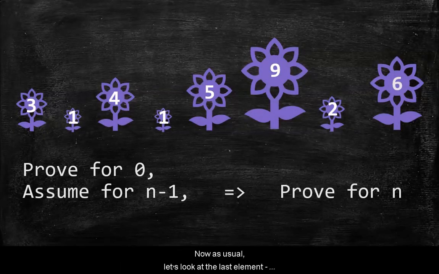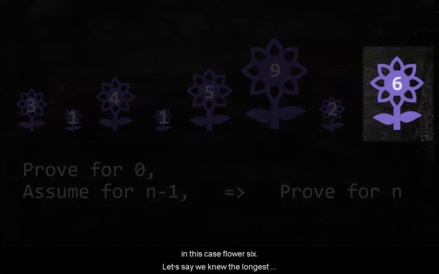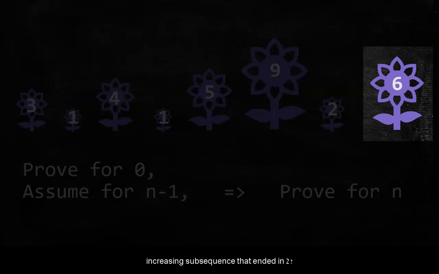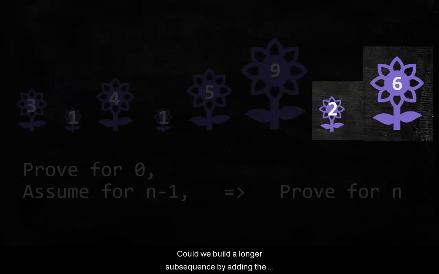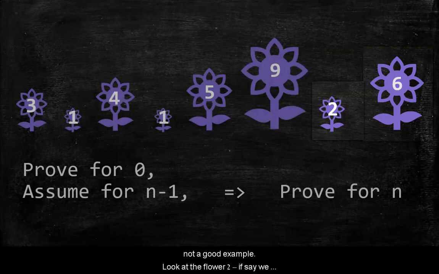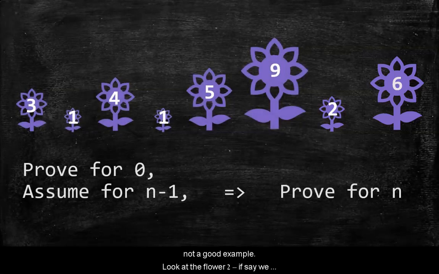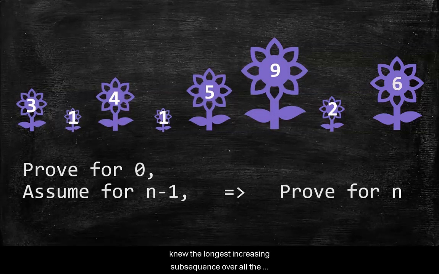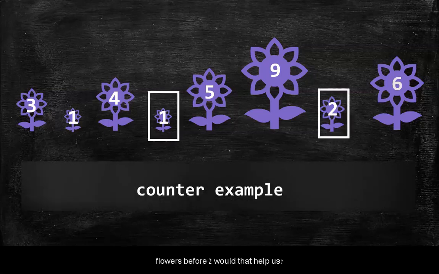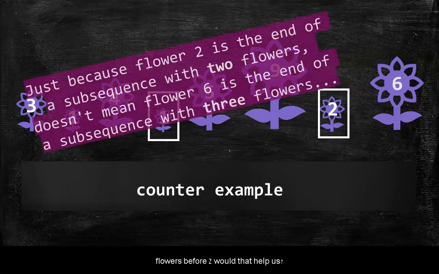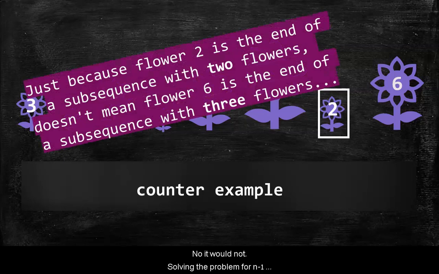Now, as usual, let's look at the last element. In this case, flower 6. Let's say we knew the longest increasing subsequence that ended in 2. Could we build a longer subsequence by adding the flower with size 6? Actually, we could, so that's not a good example. Let's look at flower 2. If, say, we knew the longest increasing subsequence over all the flowers before 2, would that help us? No, it would not. We found a counterexample.